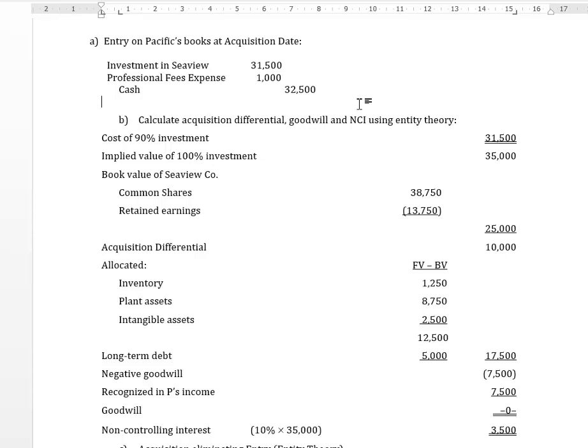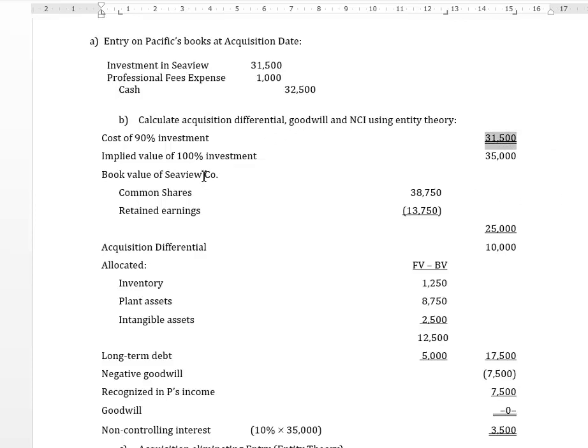Next thing I asked you to do is to calculate the acquisition differential, goodwill, and NCI, again using the entity theory. So again, what we do is, because we as the parent only bought 90% of the outstanding voting or common shares, we paid $31,500 to get that 90%. Now, don't forget, we only bought 90%, but we control 100% of the investment. So the implied value of 100% is $35,000. We're going to compare that $35,000, which is the fair value of the investment, to its carrying value and any fair value increments that we as the parent assessed in order to come up with that purchase price of $31,500.